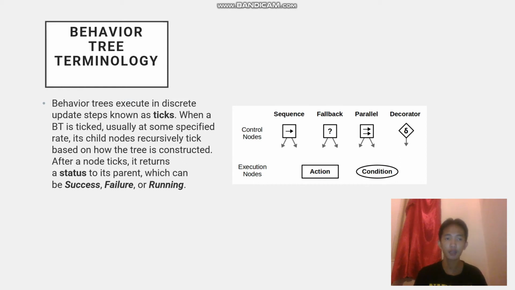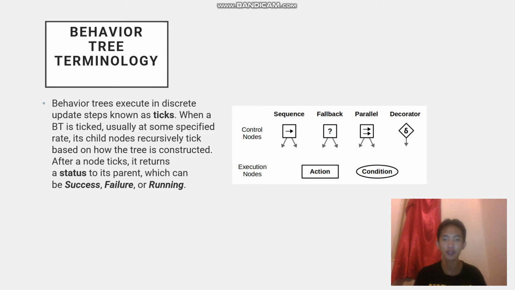Behavior tree terminology. Behavior tree is executed in discrete update steps known as ticks. When a behavior tree is ticked, usually at some specific rate, it recursively ticks its nodes based on how the tree is constructed. After a node ticks, it returns a status to its parent, which can be success, failure, or running.